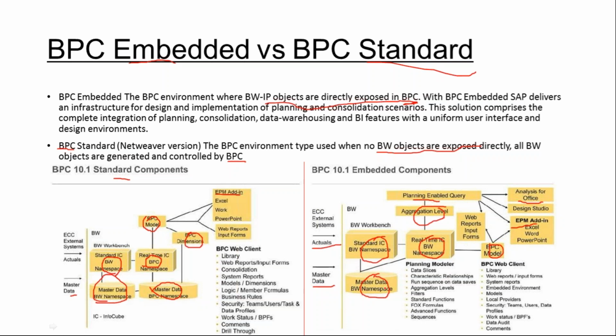So the basic difference is that all the transaction data and master data reside in the real-time BW in BPC embedded, and in BPC Classic they reside in BPC itself. This is the basic difference. And we use the EPM add-in for reporting in BPC standard, but in BPC embedded we use Analysis for Office.